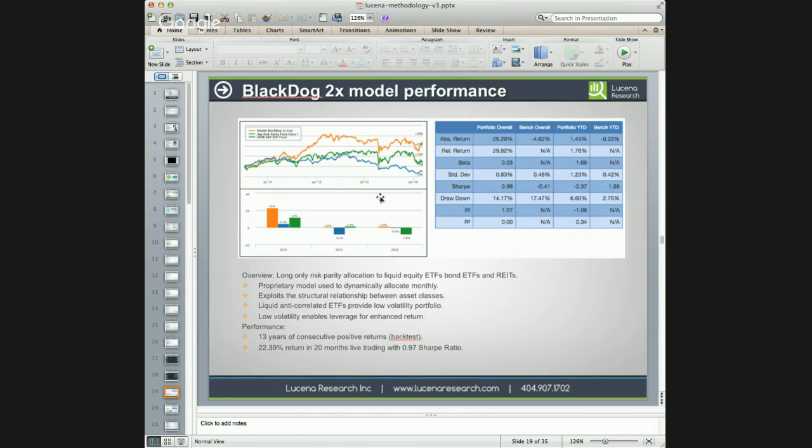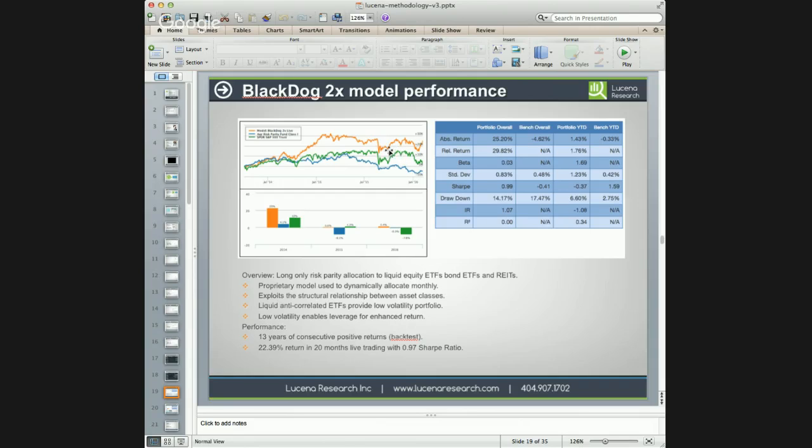Here is the performance of Black Dog. We've been trading it for almost 2 years now. Orange is performance of the strategy. Green here is S&P 500 over that same time period. And blue is AQR's risk parity strategy. So as you can see, we've outperformed all three.